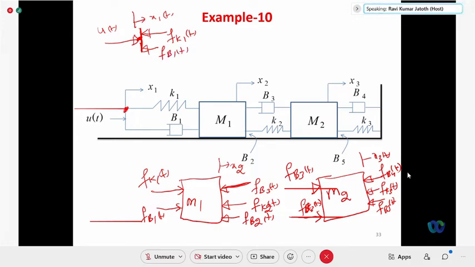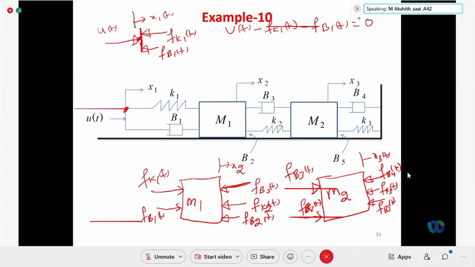Now, is there any force here at X1? No. So if you write Newton's second law of motion: U of T minus FK1 of T minus FB1 of T is equal to zero. Is that fine?